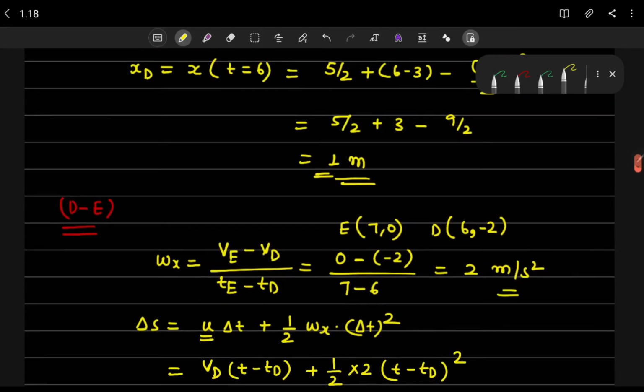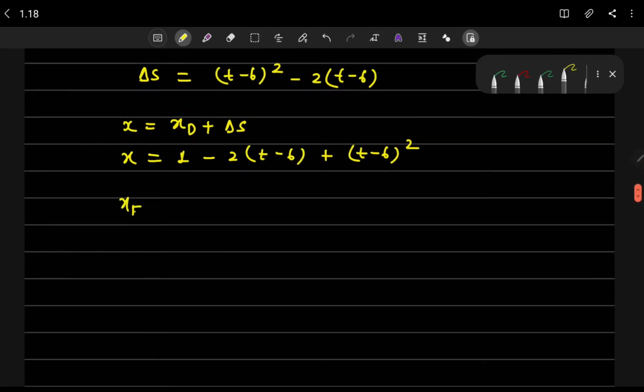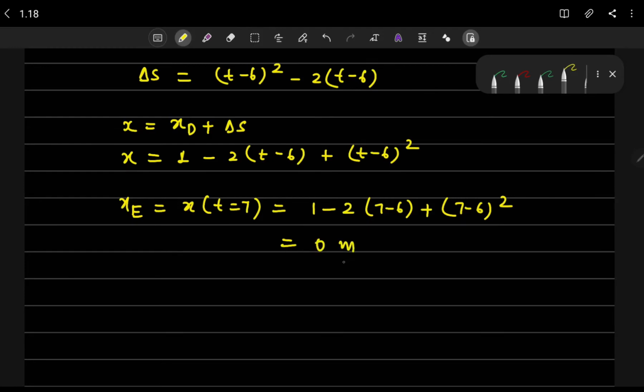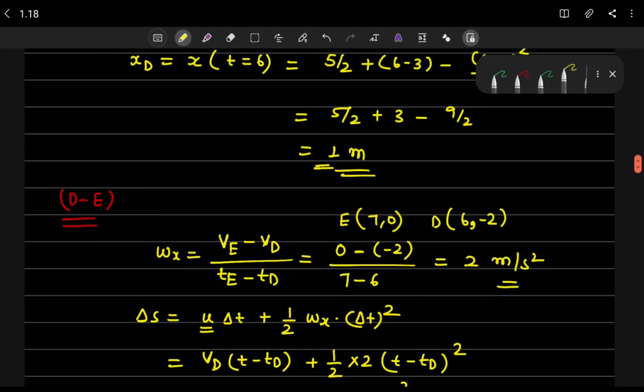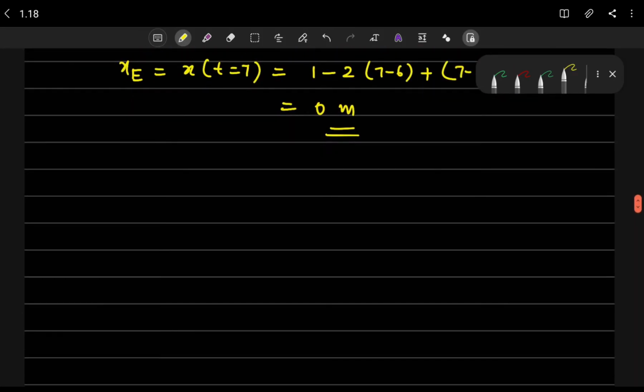Now the position at point E, x at t equal to 7 seconds, is equal to 1 minus 2 times 7 minus 6 plus 7 minus 6 whole square. That is equal to 0 meter. Now we have got the position and the acceleration in every subdomain, so let us plot all those things. Let us first plot the value of acceleration versus time.